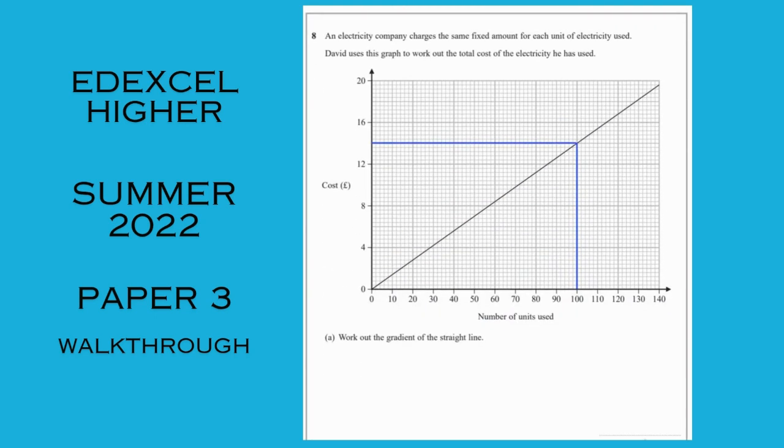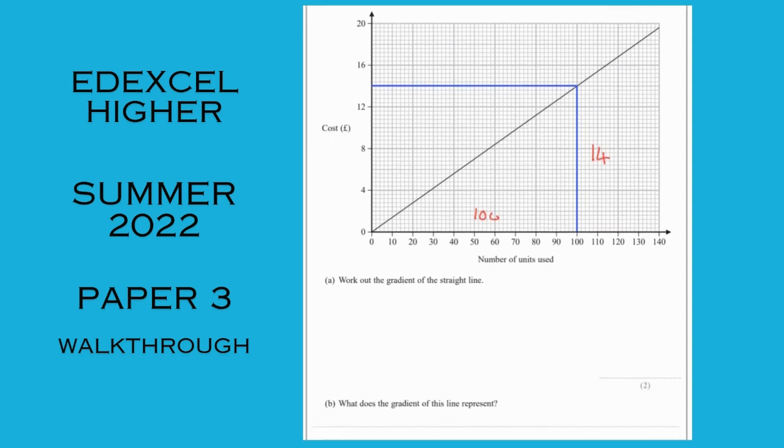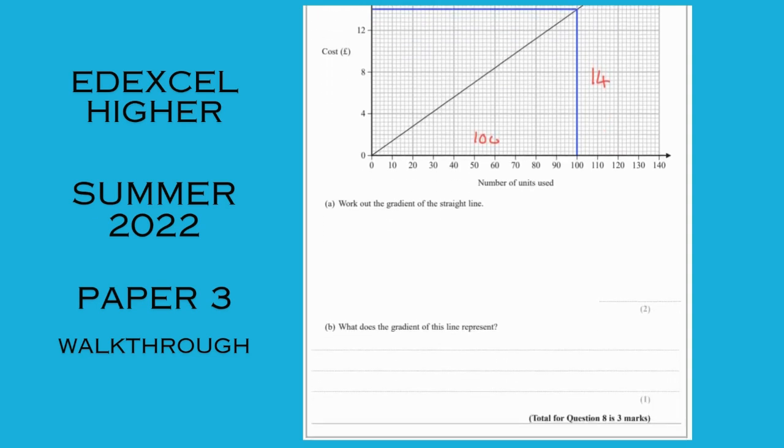Number 8, as you can see, I've slightly cheated because me and electronics are not a good mix. I've drawn the line on already. Work out the gradient, always try and pick where it goes through a corner of a square, a vertex. So I get a height of 14 and I get a nice width of 100. So gradient is vertical divided by horizontal. So that's 14 divided by 100.